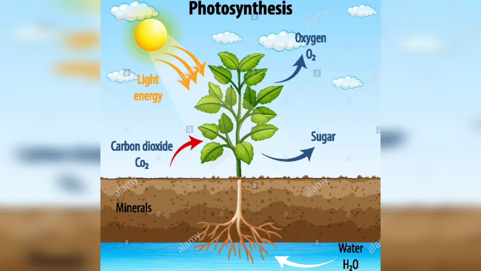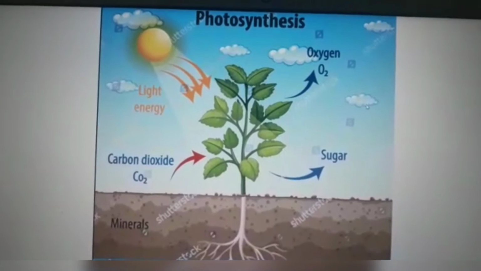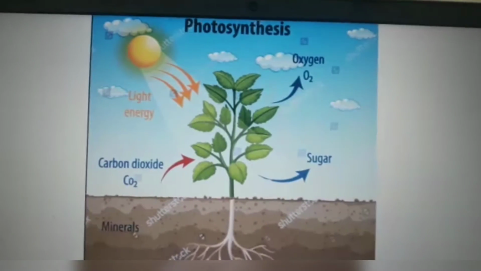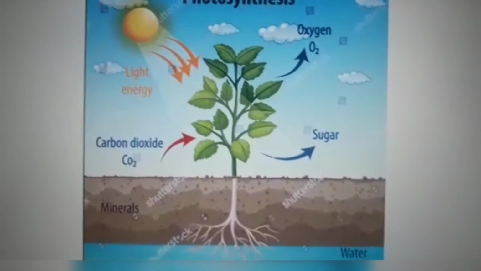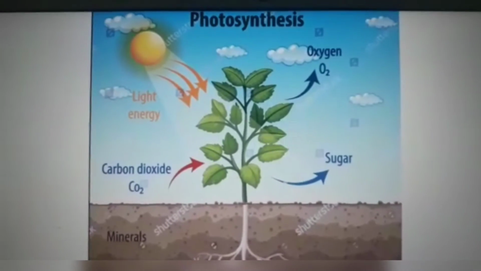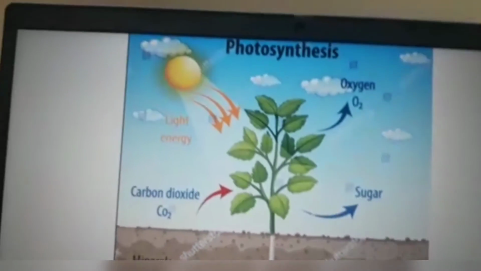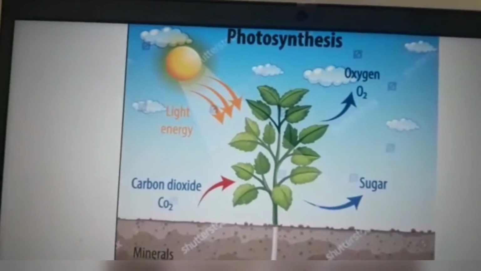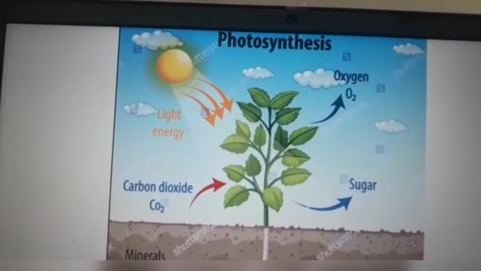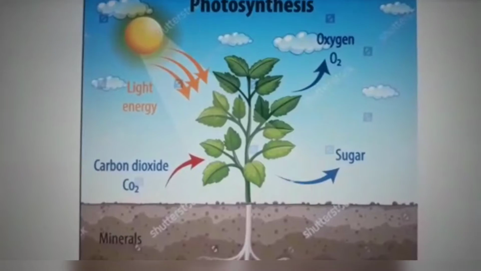Second raw material is water. Where do plants get water? Plants absorb water from the soil through the roots and transport it to the leaves. As we know, which part of the plant makes food for the plant? That is the leaves. That's why leaves are known as the food factory of the plant.